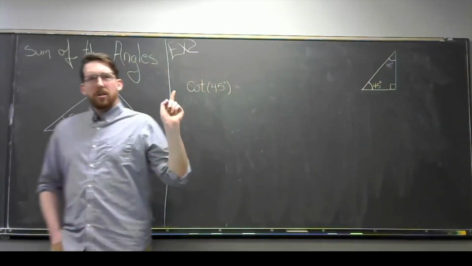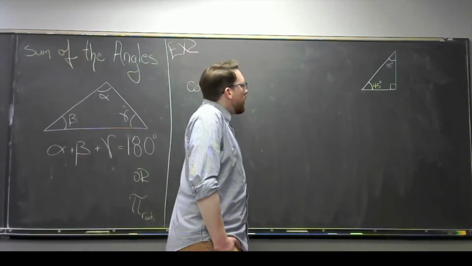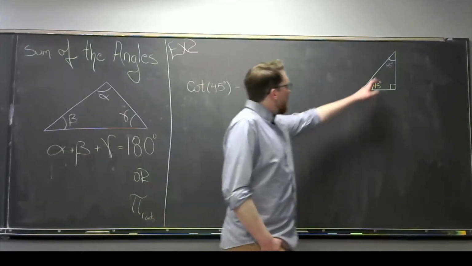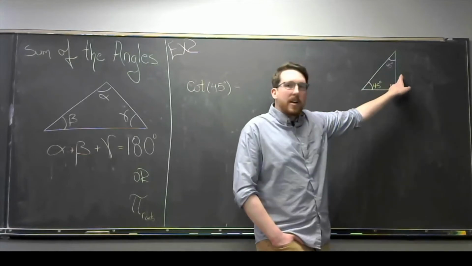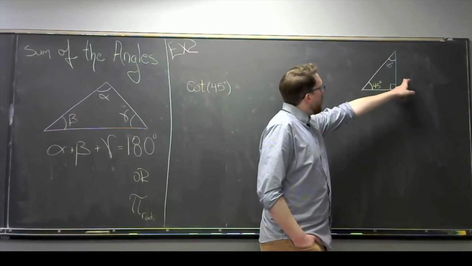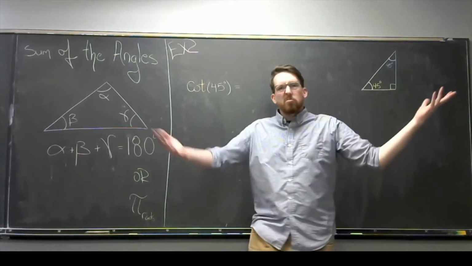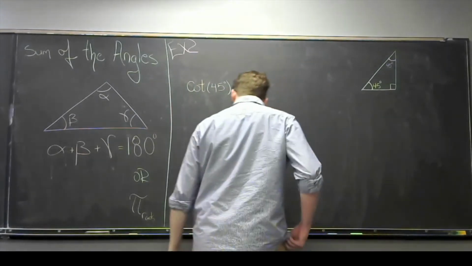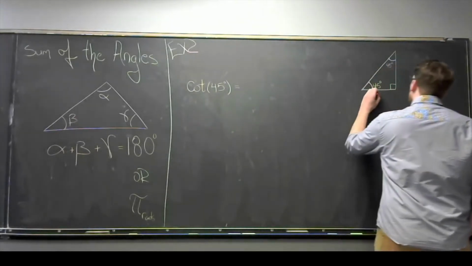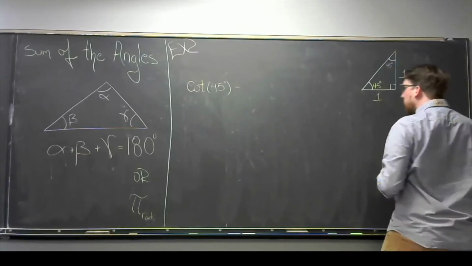Now, think about this for a second. We've got two angles that are identical. So that means the length of their opposite sides have to also be identical. So why don't we just go ahead and say, let the lengths be 1. Why not? So we're going to say this length is a length of 1, and this length is a length of 1.